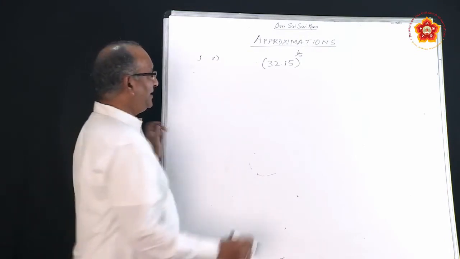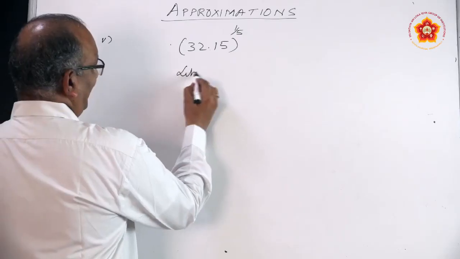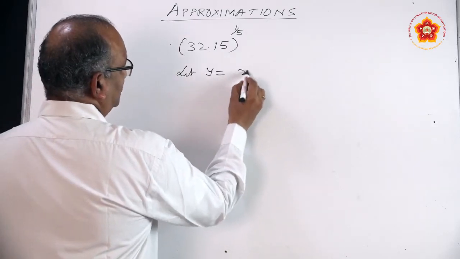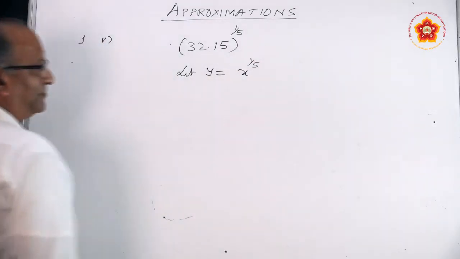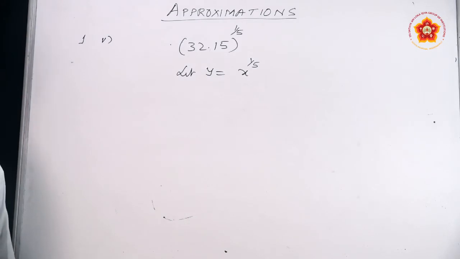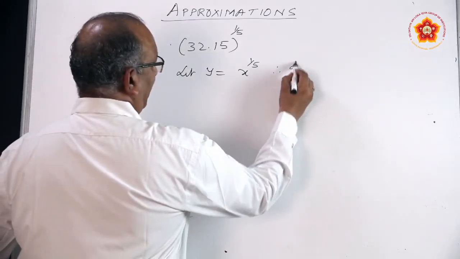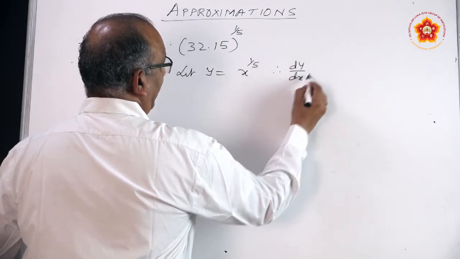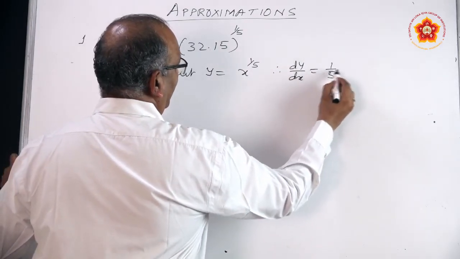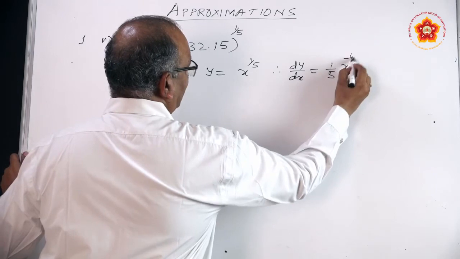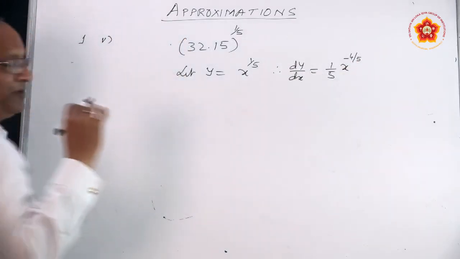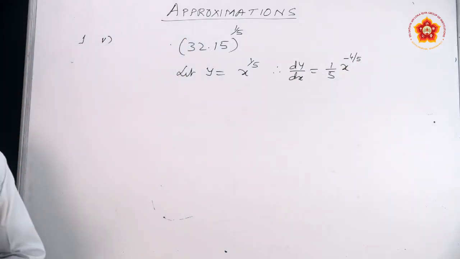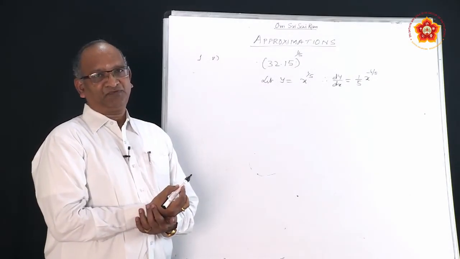The function will be, we will assume that y is equal to x to the power 1 by 5, because we want to find out the fifth root. Find dy by dx: 1 by 5 x to the power minus 4 by 5, because you are going to get 1 minus 1 by 5. So, it is minus 4 by 5.